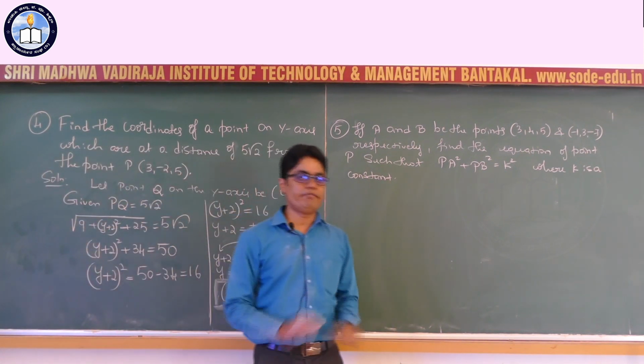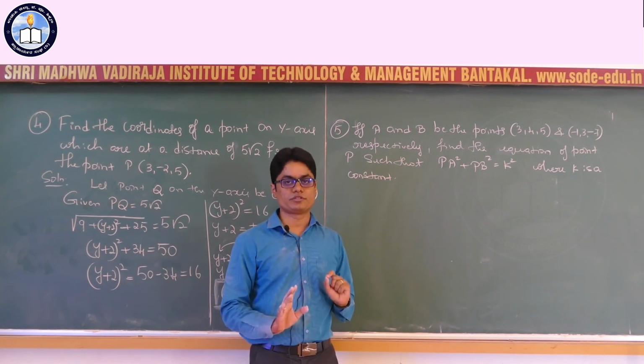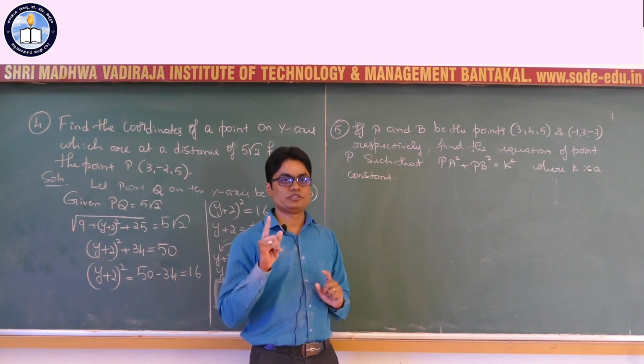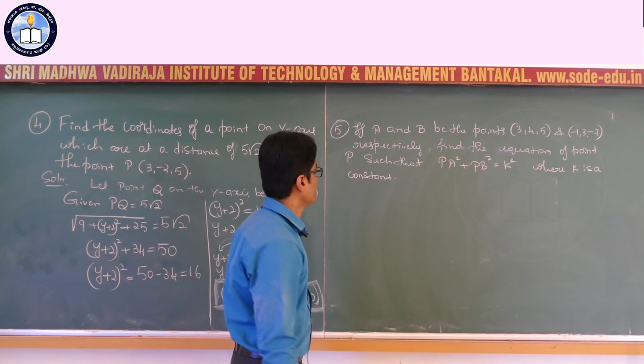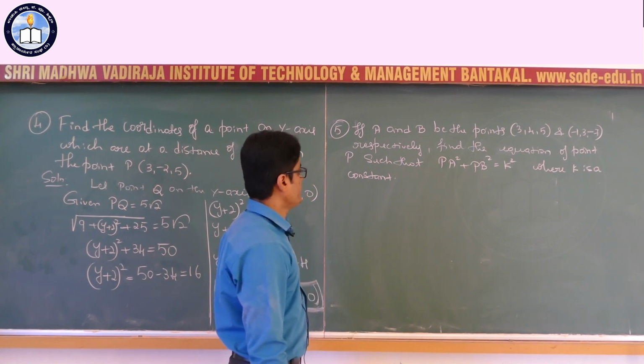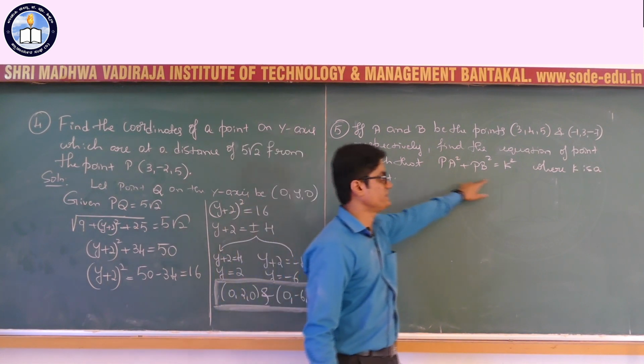So we completed everything in the miscellaneous exercise except the worked out examples. Worked out is your work. I didn't do anything from that. So it's the last problem from the exercise, the miscellaneous exercise. Observe carefully. If A and B are the two points respectively, find the equation of the point P which satisfies this condition.